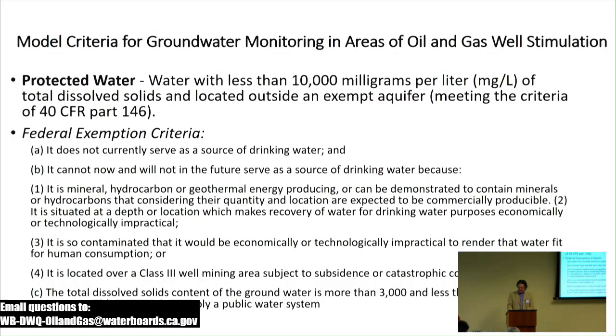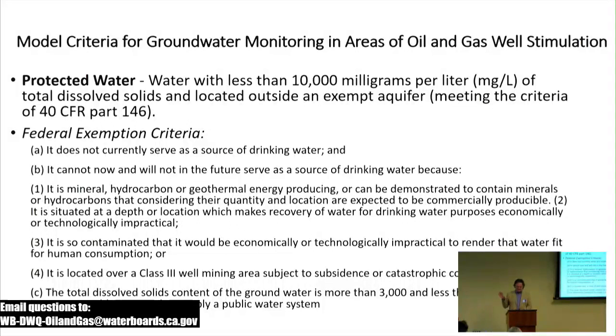And so as far as today's workshop goes, I think the key point is that the EPA definition is far more inclusive in terms of the volumes of water, groundwater, that would be considered protected water. 10,000 parts per million is a much larger volume than 3,000. So the protected water definition for this monitoring is conservative in that it considers more water to be protected.